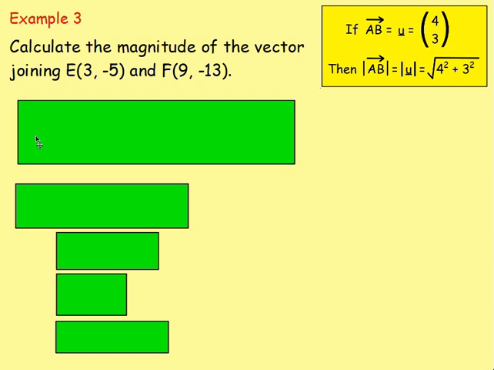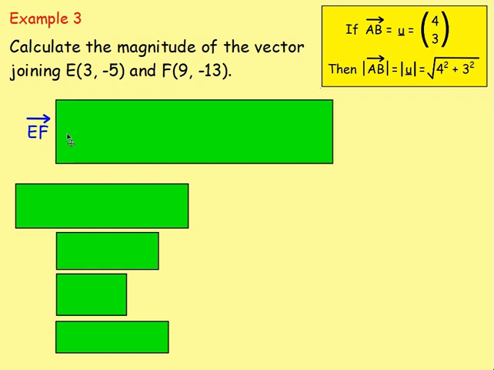Let's try example 3. Calculate the magnitude of the vector joining point E, which has coordinates 3, -5, and F, which has the coordinates 9, -13. What is the first thing you would have to do, Ahmad? Brilliant. You would have to work out the vector joining E to F. So to work out the vector joining E to F, do you remember how to do it? Brilliant. It's the second, take away the first.